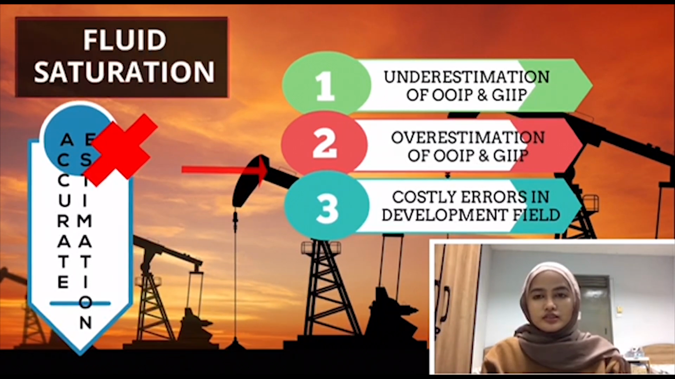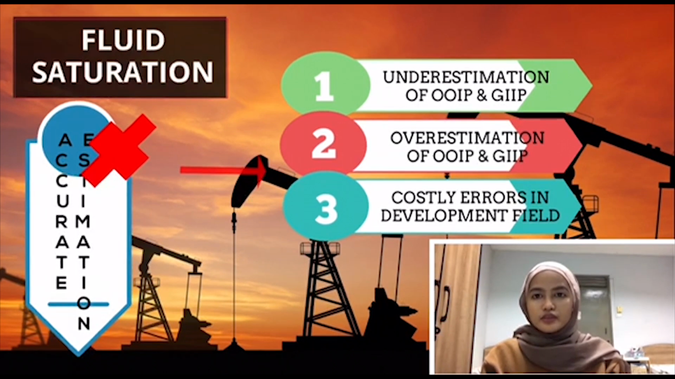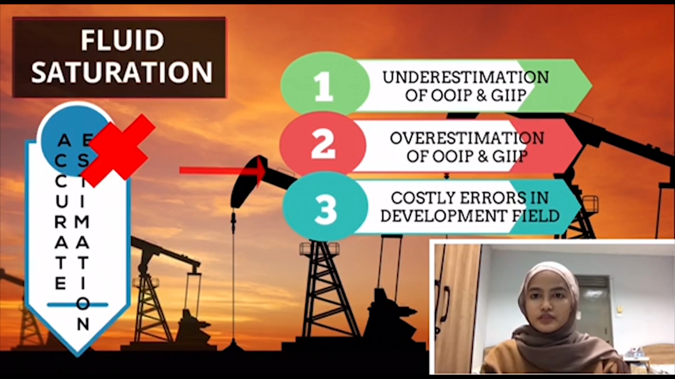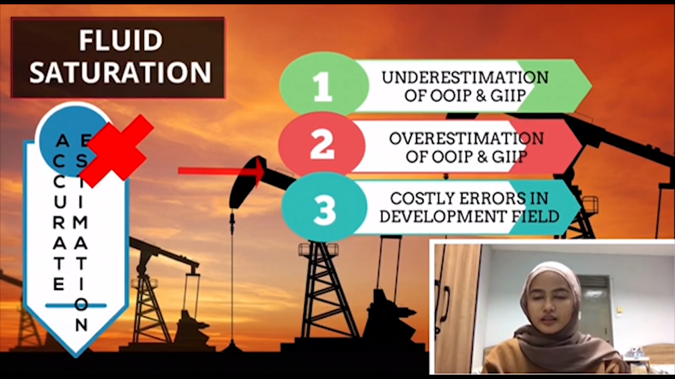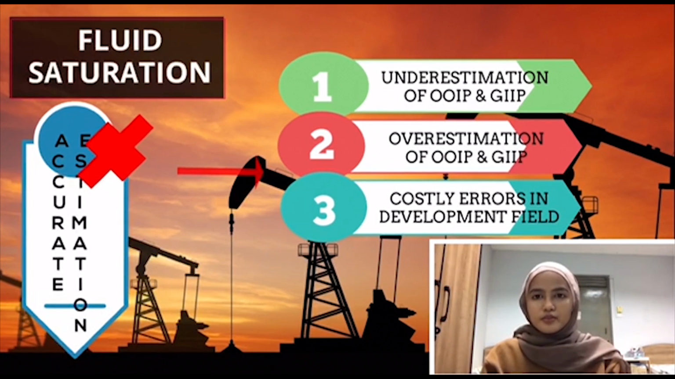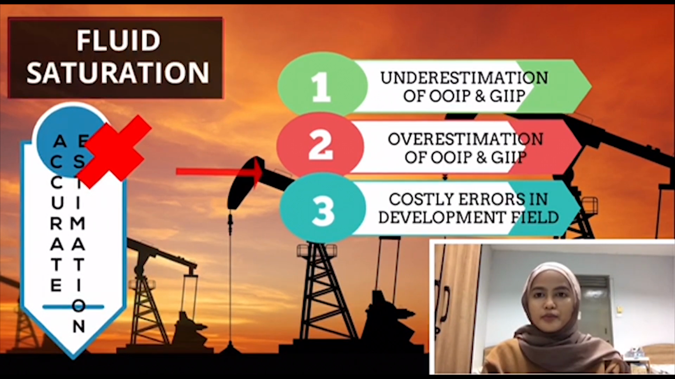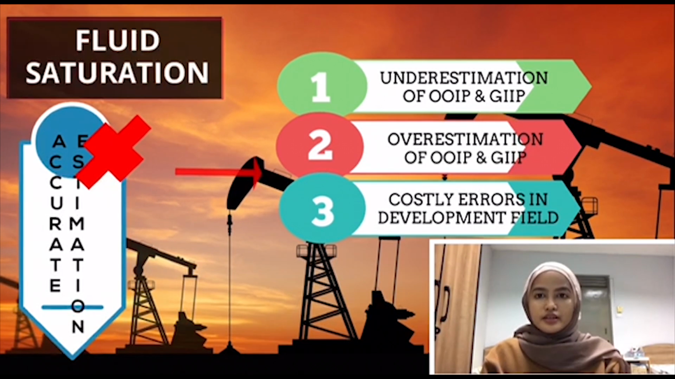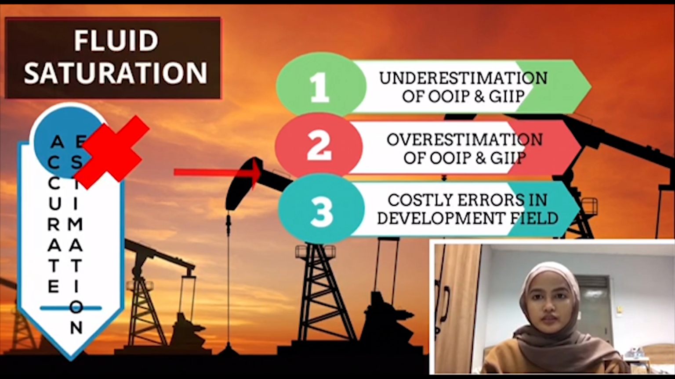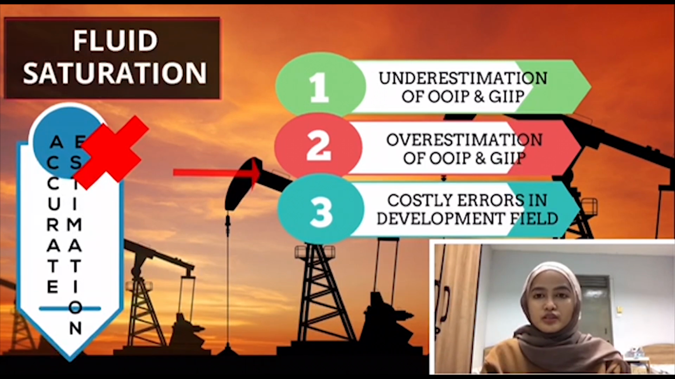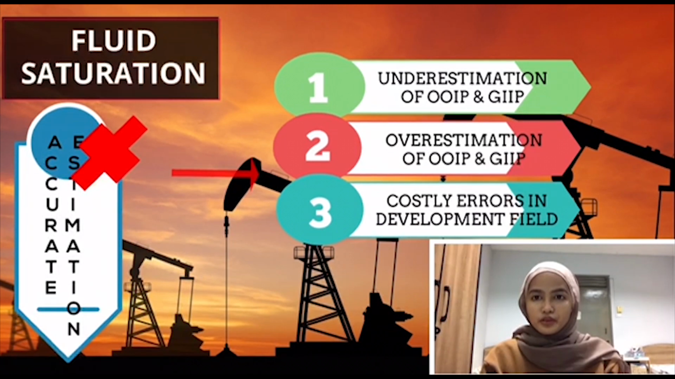For example, a reservoir that is 50% saturated with water indicates that half of the available pores is filled with hydrocarbon. If this estimation of 50% is incorrect, overestimation or underestimation could occur, and it could lead to incorrect estimation of OIP and GIIP. Overestimation could result in development of a field that is not worth developing. And if underestimation occurs, the development of a potentially viable field may be wrongfully abandoned.